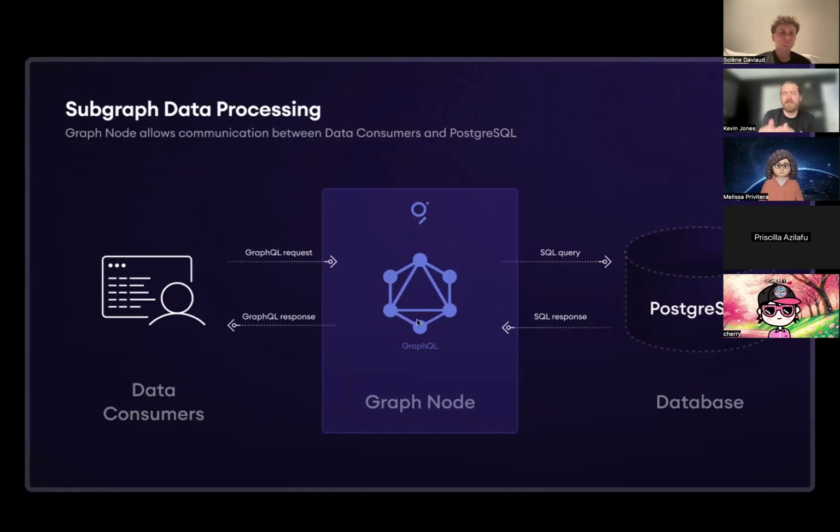The Graph stack has this thing called Graph Node, which is one of the binaries that runs on the indexers that decides, okay, you want this particular data set. I know how to get it from SQL, so I will make the call for you. So you don't need to know SQL. It will get back the response and then serve the response over GraphQL. So you can think of it as a middleware. The Graph is middleware.